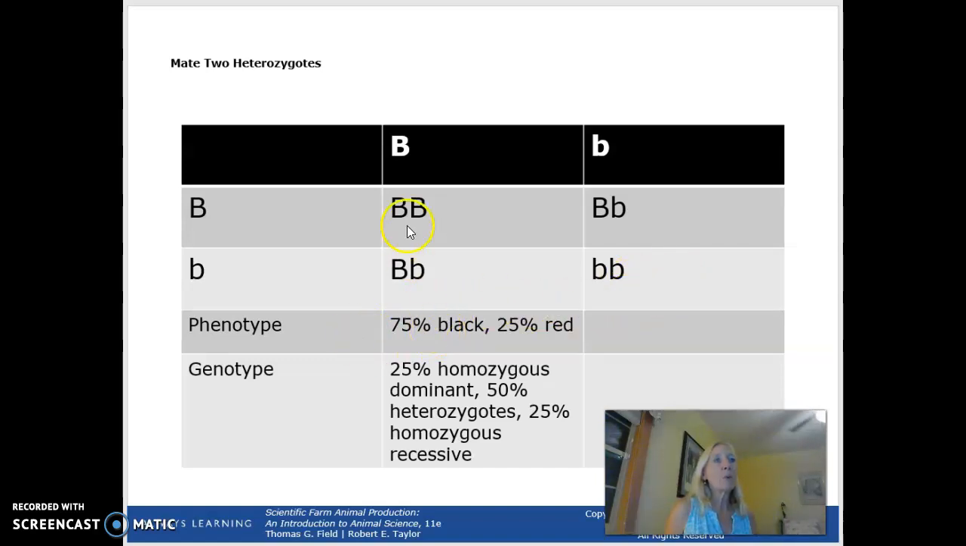So the phenotype is what they look like, 75% black. The genotype is what the genes are. Okay, I have to stop because I'm about to run out of time. Looks like this is going to be a two-lecture topic.